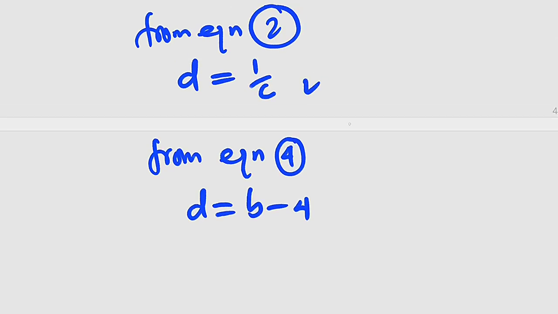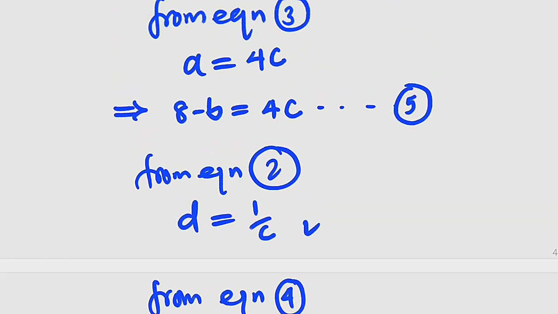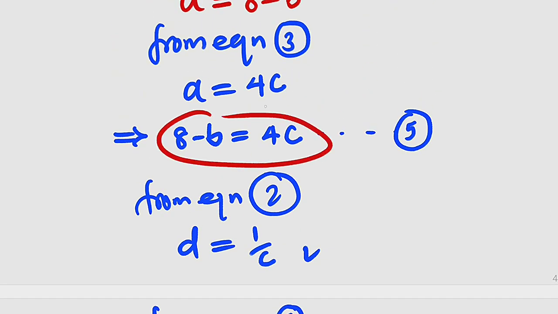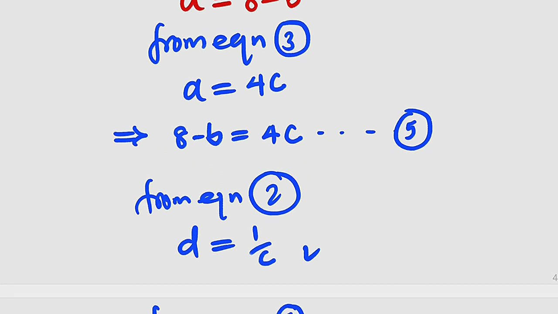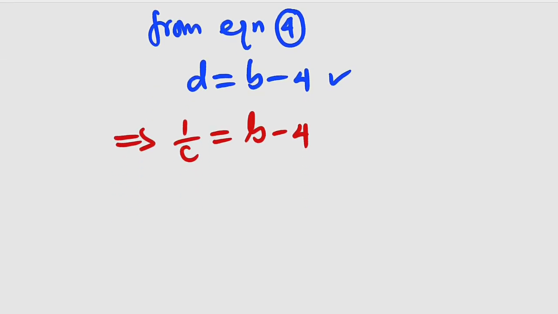So you can see that both this equation and this equation are expressed in terms of d. Hence, we are going to equate their right hand sides. Therefore, 1 divided by c is equal to b minus 4. Let me see what happened in this equation that we have just formed. You can see it contains c and b. So we may decide to make either c or b the subject here and plug it back into that equation. I think let us make b the subject.